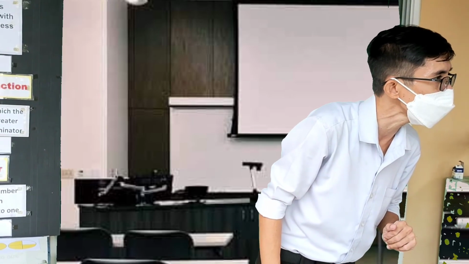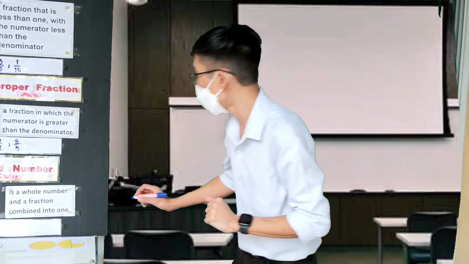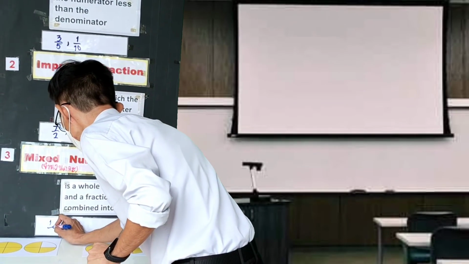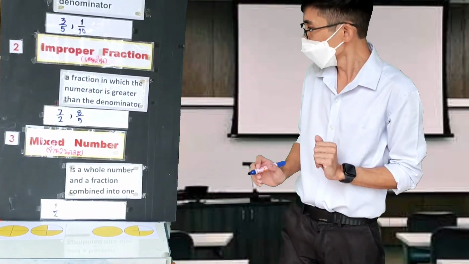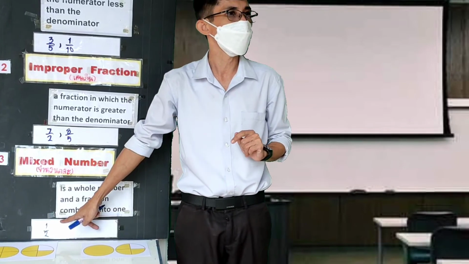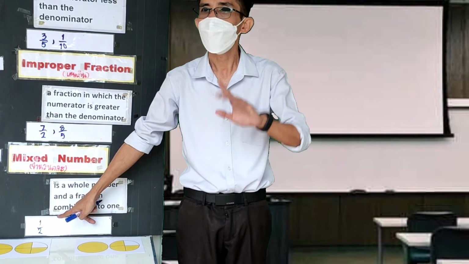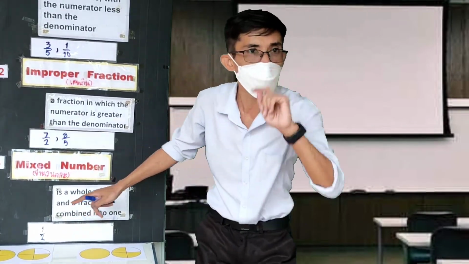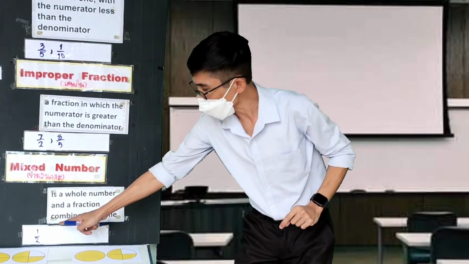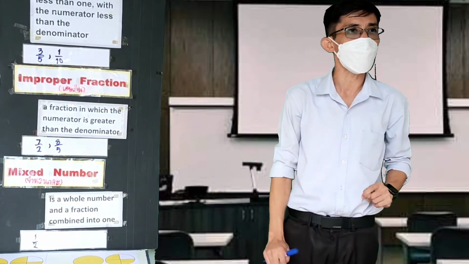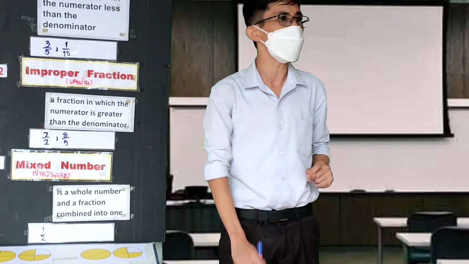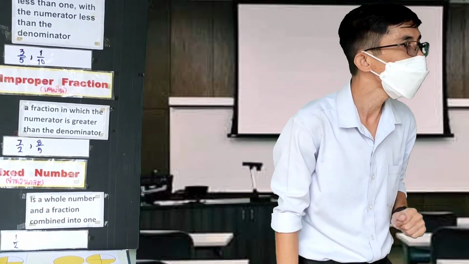Ricky, what is your answer? 1 over 2. Okay, 1 over 2. Is this correct, class? Yes or no? Anyone? No. Yes, this is not an example of a mixed number. Why? Why, Manuel? Yes, very good, Manuel.